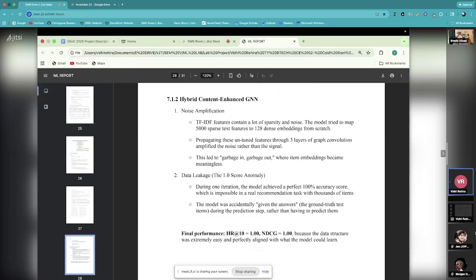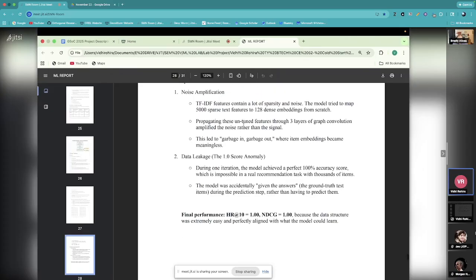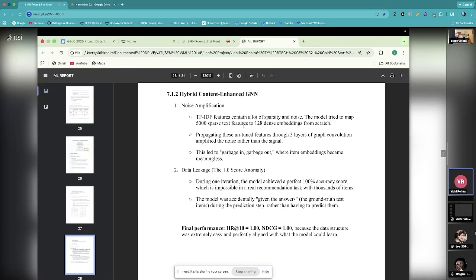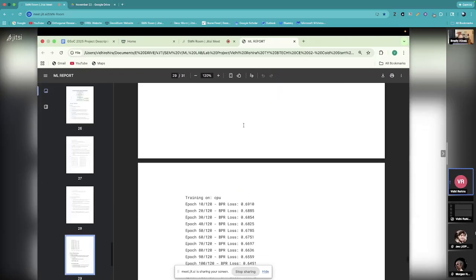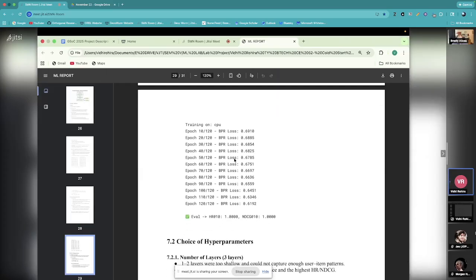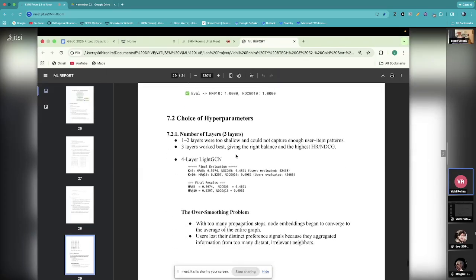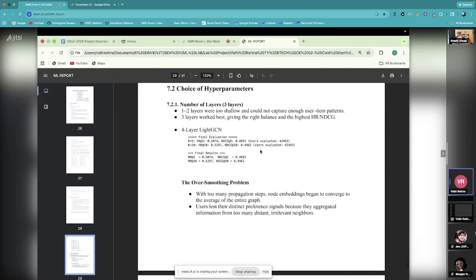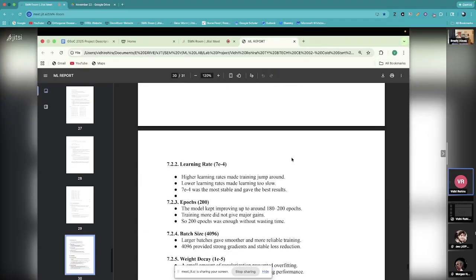And then we had another hybrid content GNN, graph neural network, where we only included the positive interactions. What happened is that we got the hit ratio as 1, which is 100%, and that's why the model was overfitting. We have also explained why we chose those hyperparameters, where we chose 3 layers as it gave the best balance between HR and NDCG. And yeah, that's it.